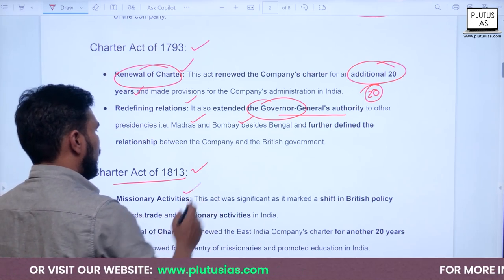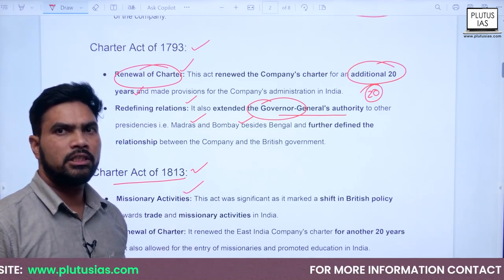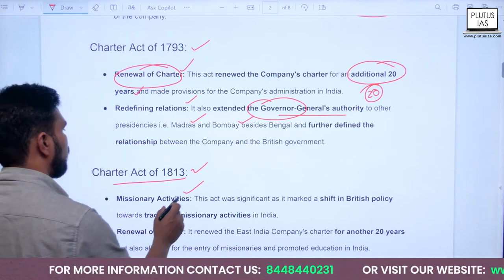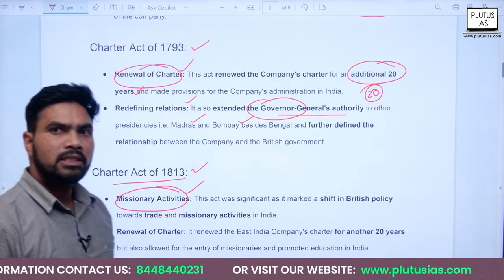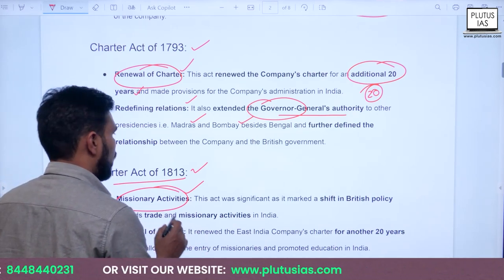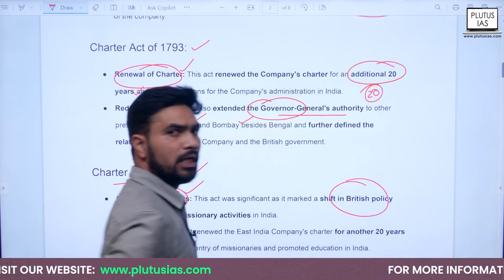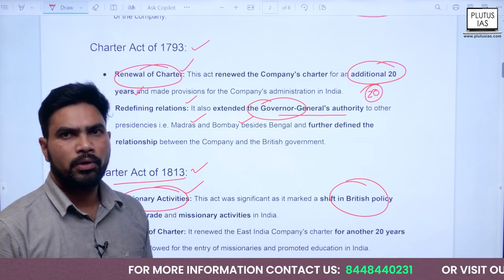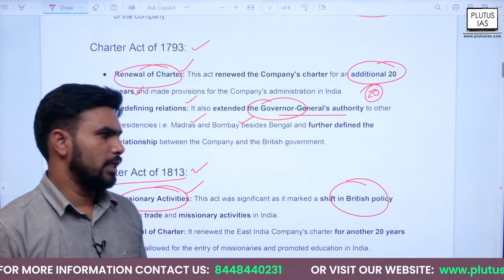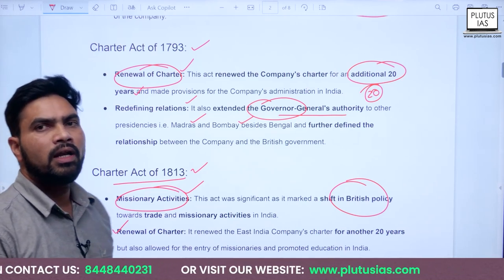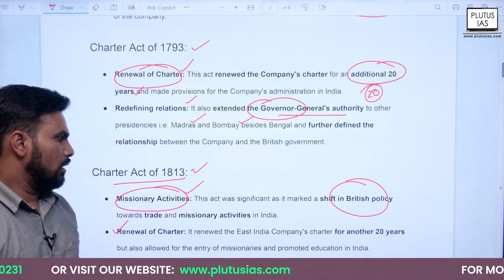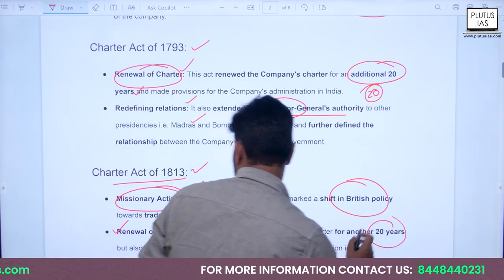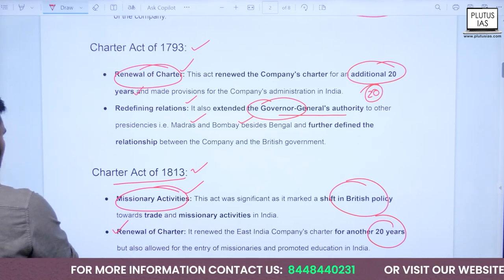The other act is the Charter Act of 1813. Major and substantial changes were brought in through this act. The first one is about missionary activities. For the first time in India, missionaries were allowed into British Indian territories. They started influencing the people and propagating Christianity in India. The next important point is renewal of the charter. The company's license to trade in India was extended by 20 more years.